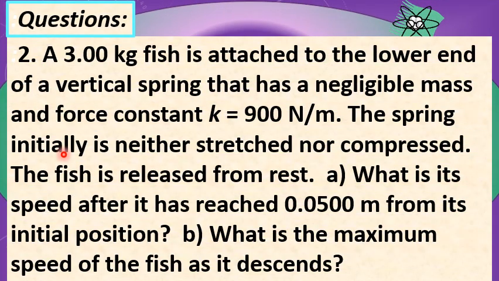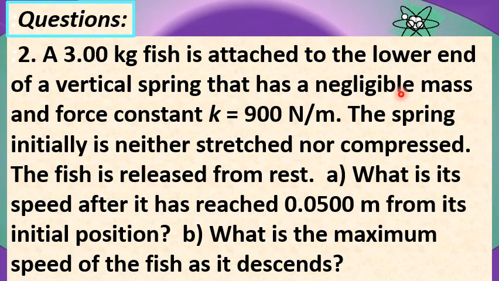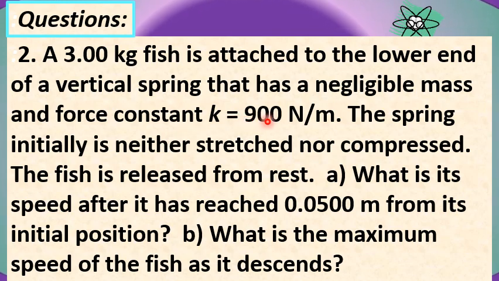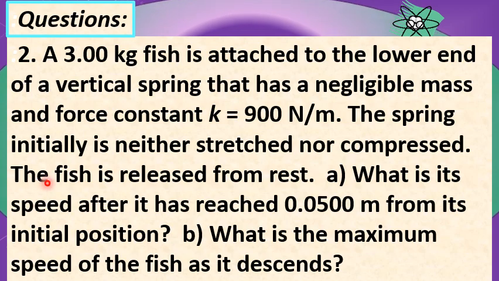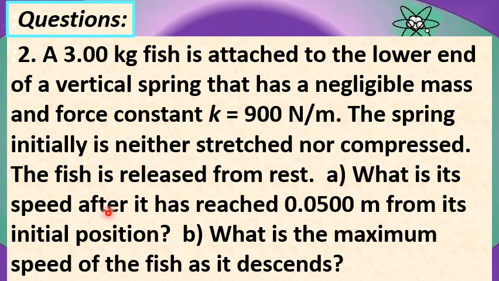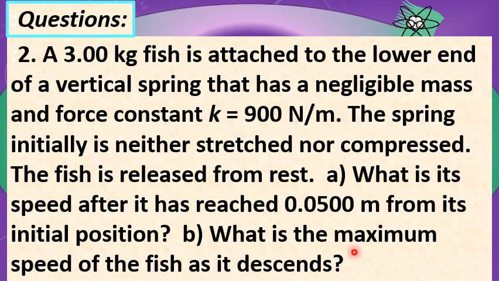Question number 2. A 3.00 kilogram fish is attached to the lower end of a vertical spring that has negligible mass and a force constant K equals 900 Newton per meter. The spring initially is neither stretched nor compressed. The fish is released from rest. Question letter A: what is its speed after it has reached 0.0500 meters from its initial position? Question letter B: what is the maximum speed of the fish as it descends?